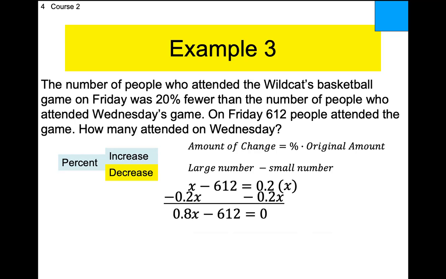We get a 0 there. It's okay. Don't panic. What's the next step? Get x by itself. Are you getting rid of the 0.8 or the 612? 612. We always get rid of addition and subtraction next. So add 612 to both sides. You can do that in your head. So it'd be 0.8x equals 612. Okay. Last step. Divide both sides.